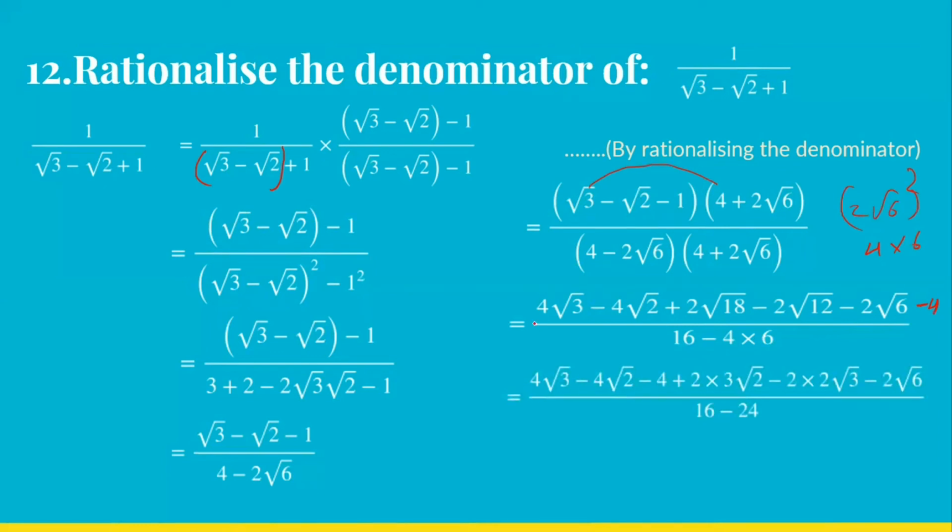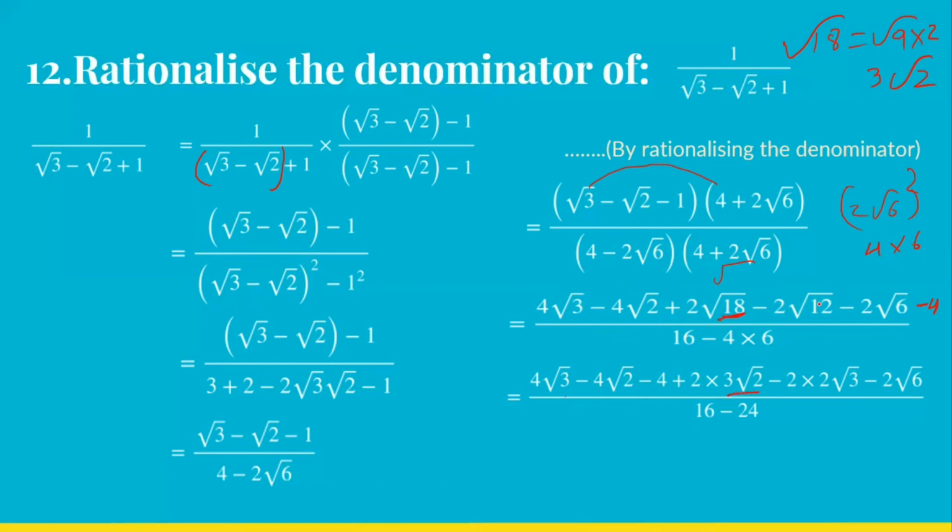Now 18, how will we separate this 18? Root of 18 is equal to root of 9 into 2. So when it comes out, it becomes 3 root 2, right? This is how root 18 has become 3 root 2 over here. Can you see this? Root 18 has become 3 root 2.